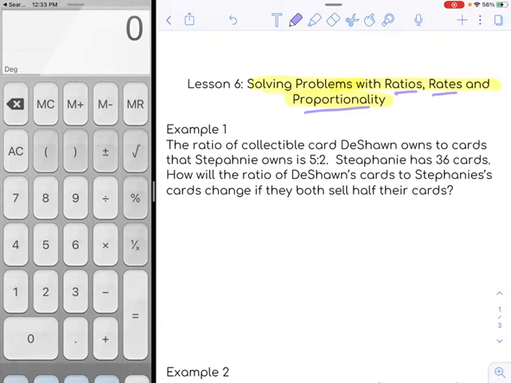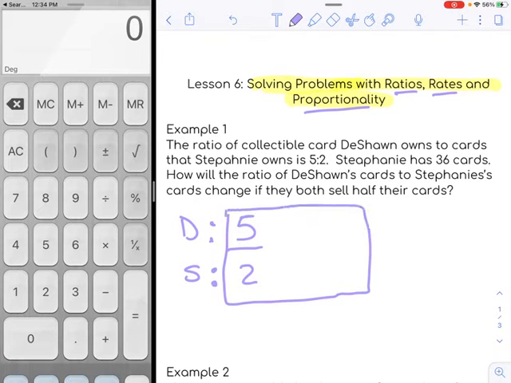So example 1, the ratio of collectible cards Deshawn owns to cards that Stephanie owns is 5 to 2. What this is saying is that Deshawn has 5 cards for every 2 cards that Stephanie has. Okay. Now it's saying Stephanie has 36 cards. I'm going to make a little table here to help us. How will the ratio of Deshawn's cards to Stephanie's cards change if they both sell half of their cards?